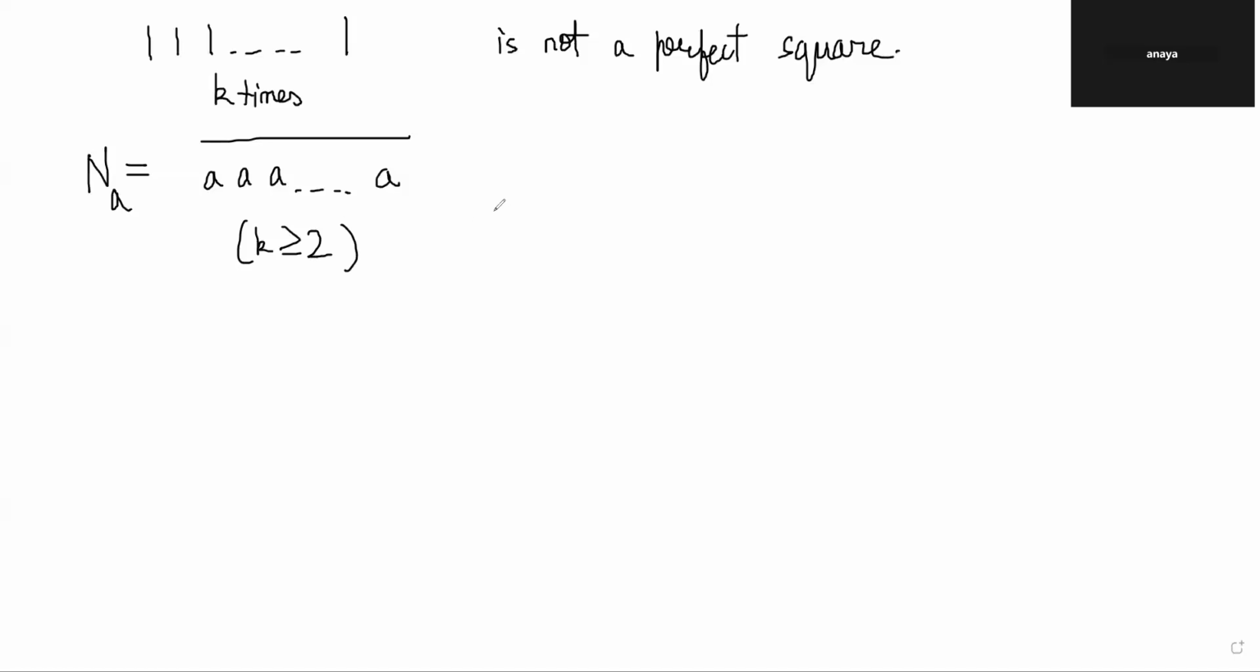What I want you to do is to generalize this statement. How can we generalize it? Let's say we have a number N_A, which is of the form AAA... with k digits, k greater than or equal to 2, k times. And A could be anything from 1 to 9. We have already proved the case that A is equal to 1. We still have to prove that it cannot be a perfect square now in general for other digits also.